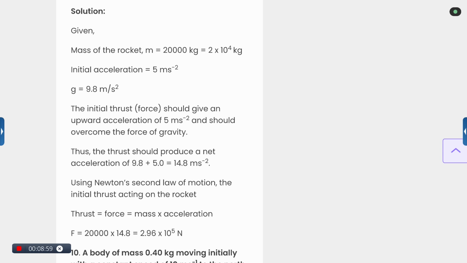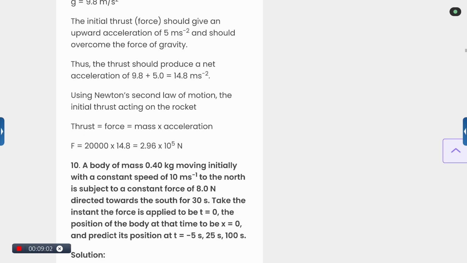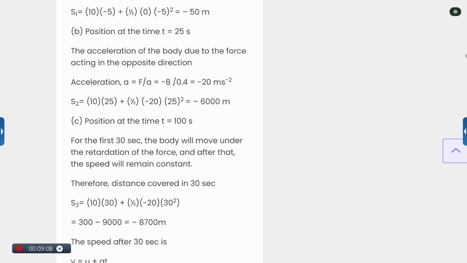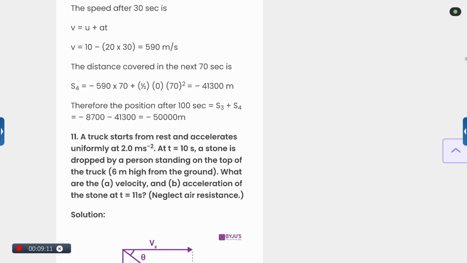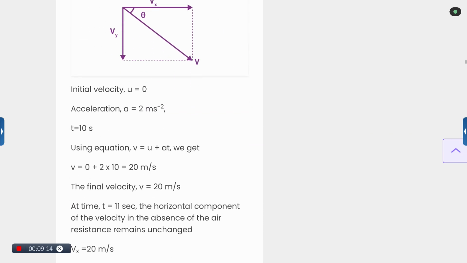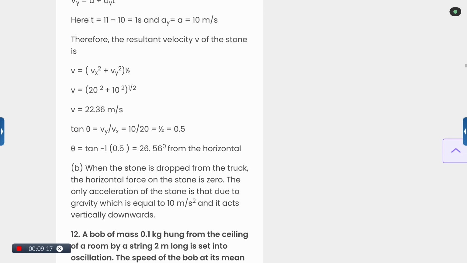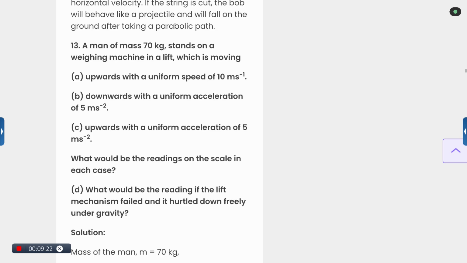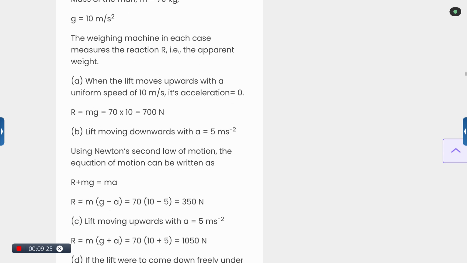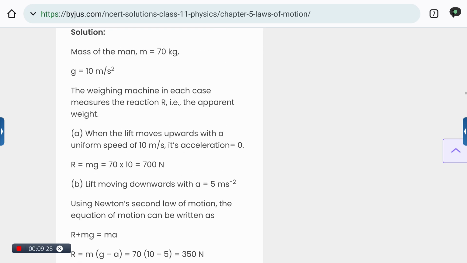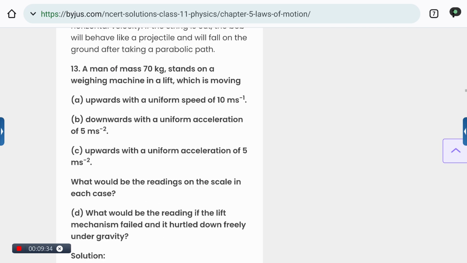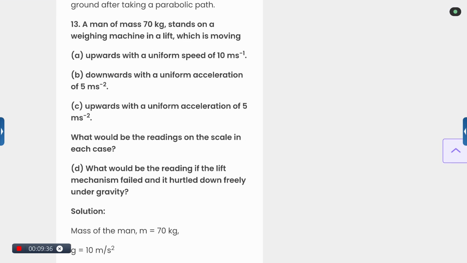Okay, how many of you did not finish? Next question. The big one, right? Go to this one. 13th one. Go to the 13th question.